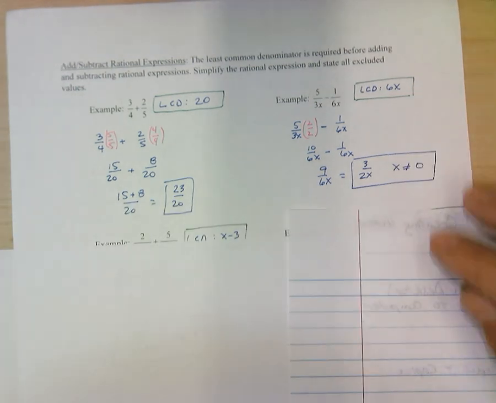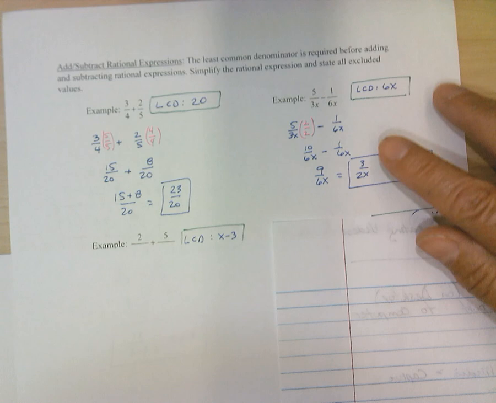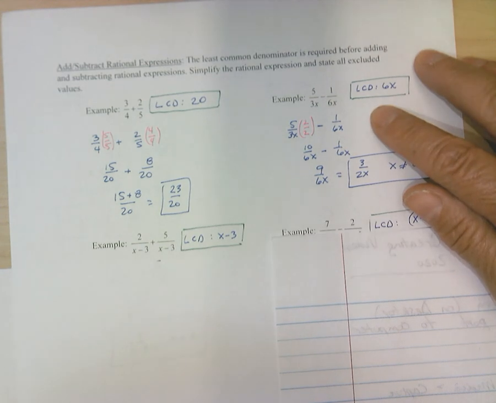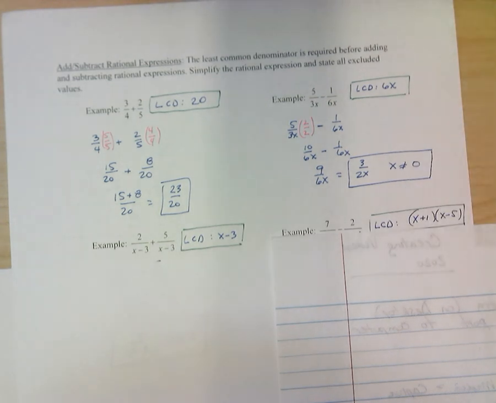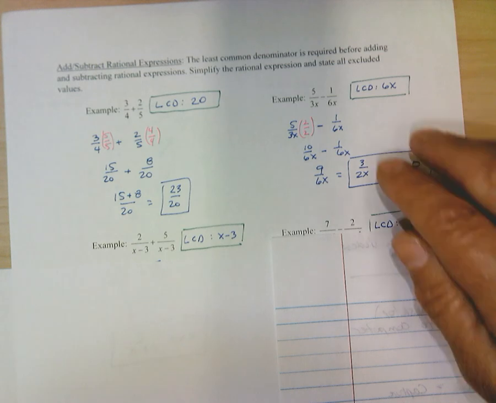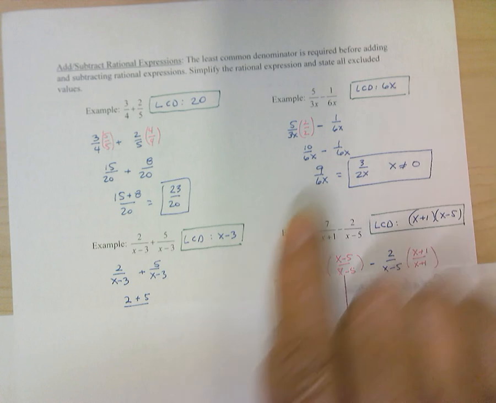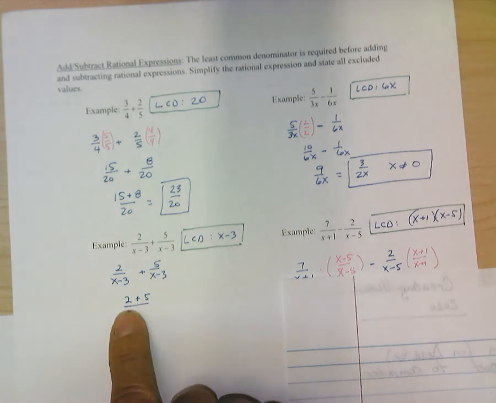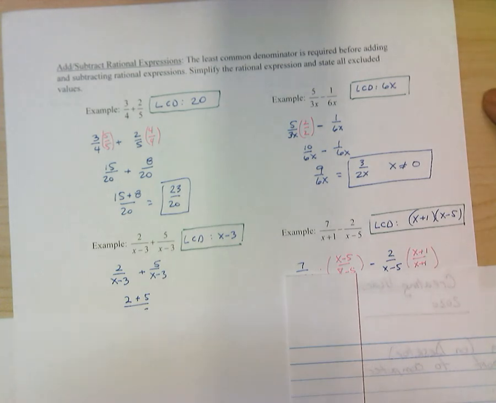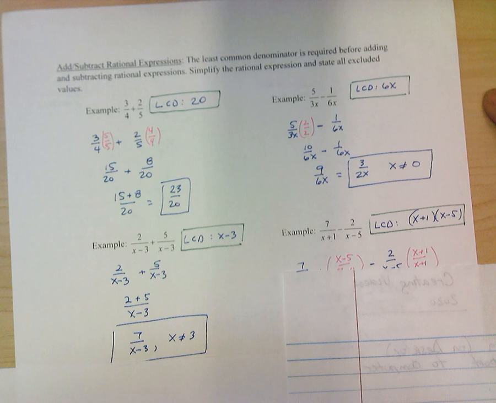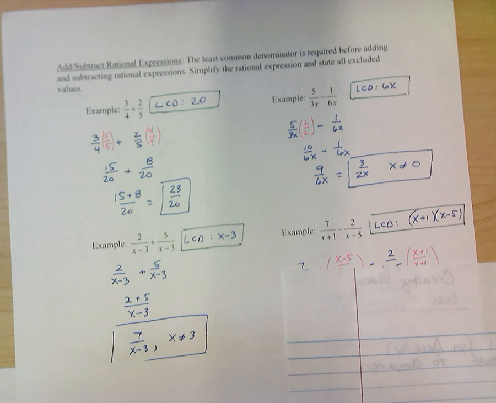The next example I have, x minus 3 is my denominator. It's common for both of them. So in this case, I take a little bit shorter step. Since the denominator is already the same, I could just add 2 plus 5 over x minus 3. The only thing I could do is add the 2 and the 5, and I know that x cannot equal 3.